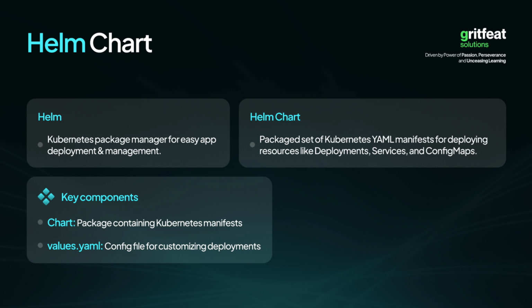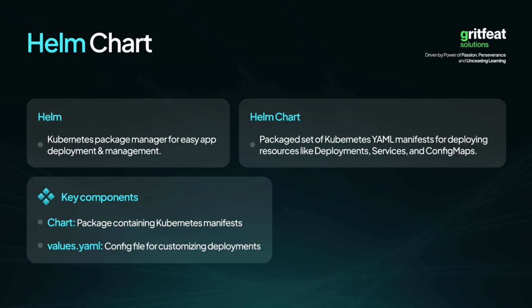Let's look at the key components of a Helm chart. First, you have the chart itself, which is a package containing all the Kubernetes manifests. This includes templates for your deployments, services, and other resources. Crucially, every chart comes with a values.yaml file. This values.yaml file is the configuration file for customizing your deployments.